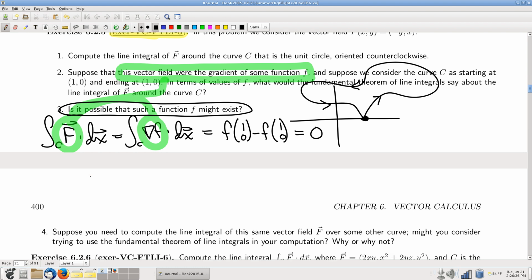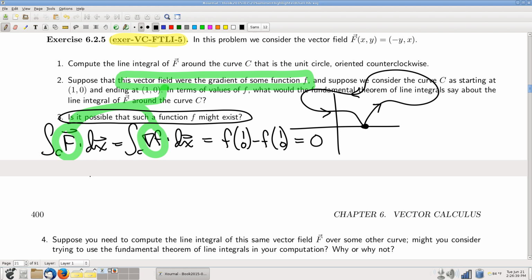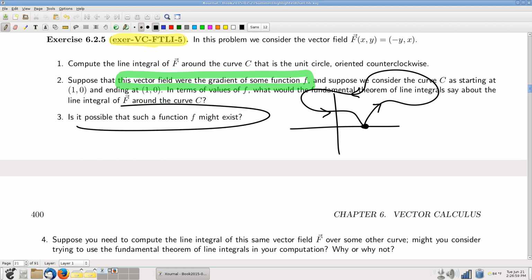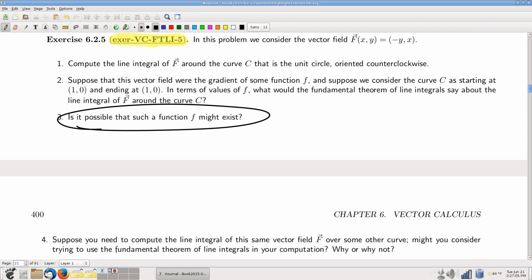Okay. Oh, there's a fourth part. Oh, yeah. Okay. Sorry, I didn't see that. Suppose you need to compute the line integral of the same vector field over some other curve. Well, the answer is no. Don't even think about using the fundamental theorem of line integrals, because we already agreed earlier that there is no anti-gradient. And the fundamental theorem of line integrals, of course, requires an anti-gradient. So if there is no anti-gradient, then you can't use the fundamental theorem of line integrals. Everybody good?